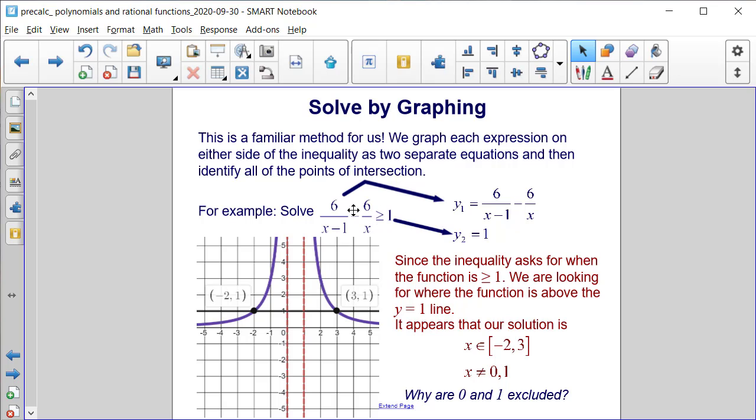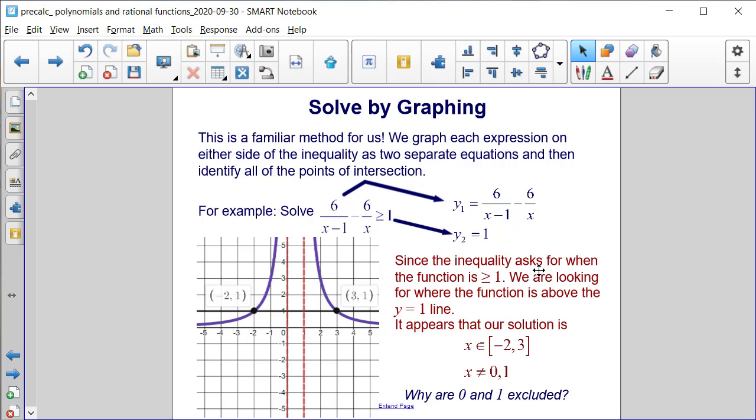So as we stated on the last slide, we are going to solve this rational inequality by entering the left-hand side as one function. So y1 is going to be 6 over x minus 1 minus 6 over x. And then our y2, or our second function that we put in there, is just y equals 1. So we can see it graphed in this -5 to 5 window for the x and y.